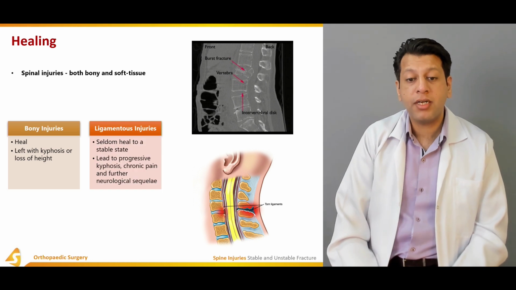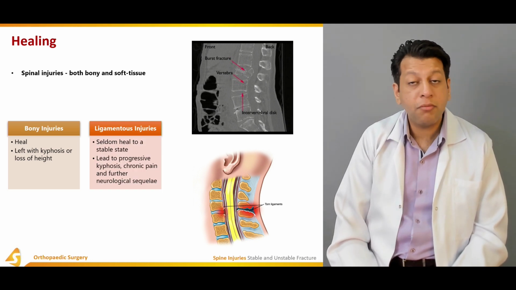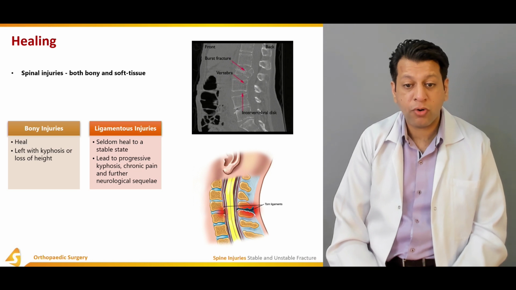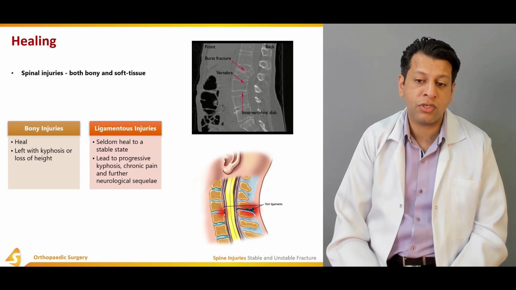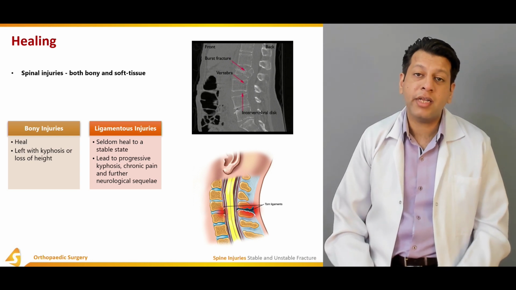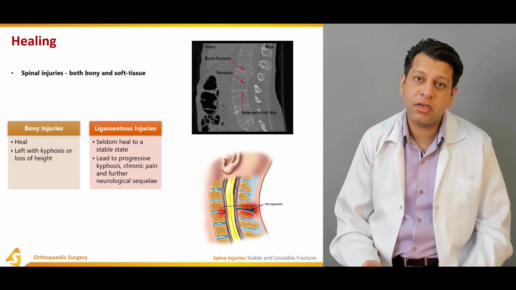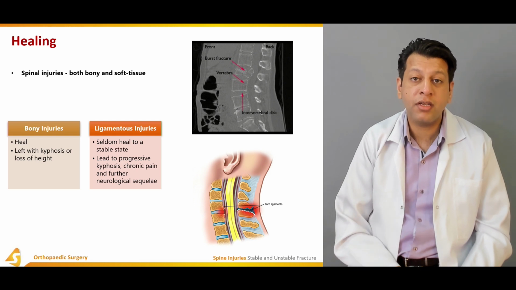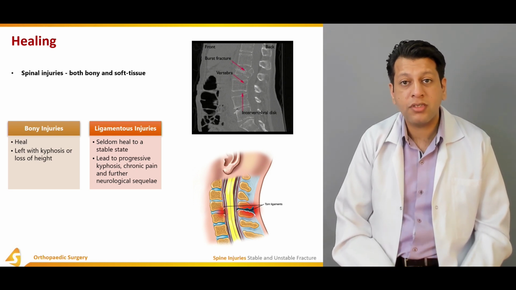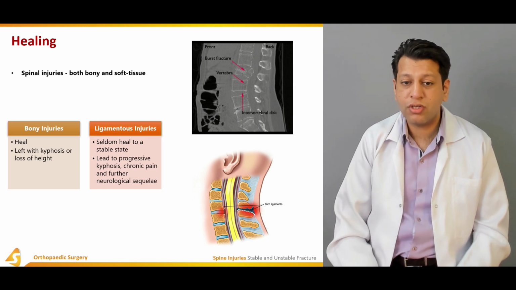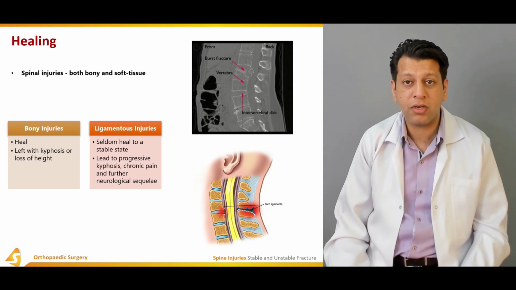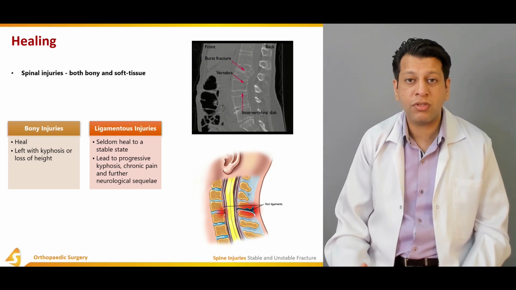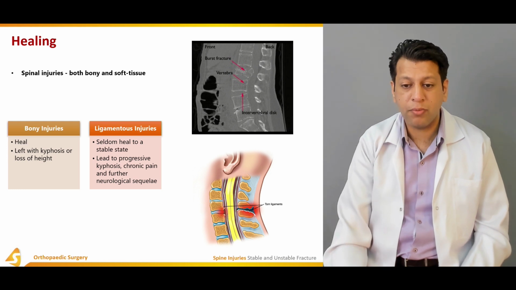Now coming to the ligamentous injuries. These seldom heal to a stable state, and this is important, leading to progressive kyphosis, chronic back pain, and further neurological sequelae. That is why, when we were discussing stability and instability, it was important, because these ligamentous injuries will not heal and eventually will lead to neurological compromise. So when there are associated ligamentous injuries, we need to fix the vertebra so that they stay in place in a proper way.